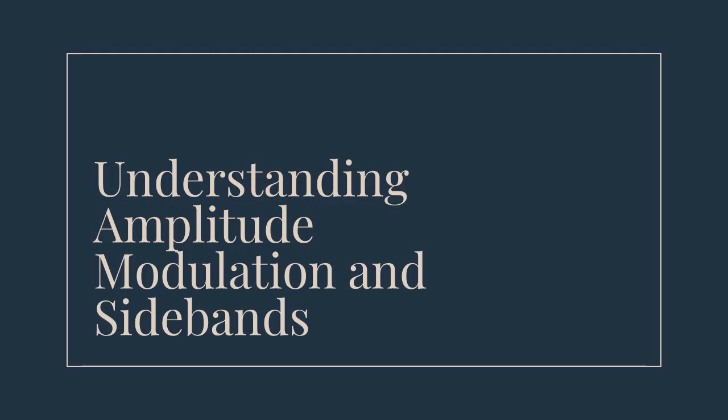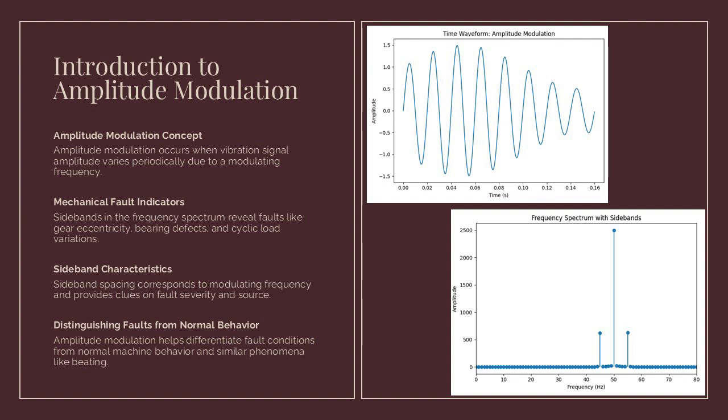Introduction to Amplitude Modulation. Amplitude modulation in vibration analysis refers to a phenomenon where the amplitude of a vibration signal, the carrier frequency, varies periodically due to another influencing frequency, the modulating frequency. This interaction creates a distinctive pattern in the frequency spectrum known as sidebands, which appear symmetrically around the carrier frequency. The spacing of these sidebands corresponds to the modulating frequency.